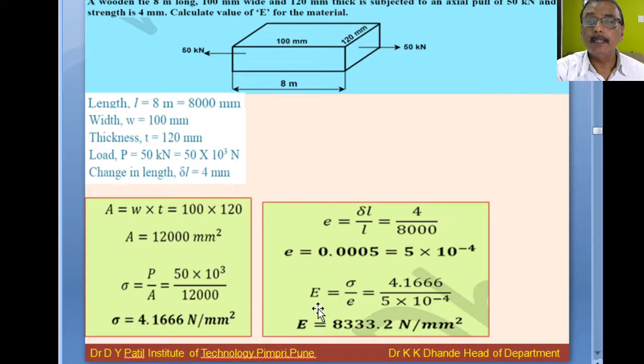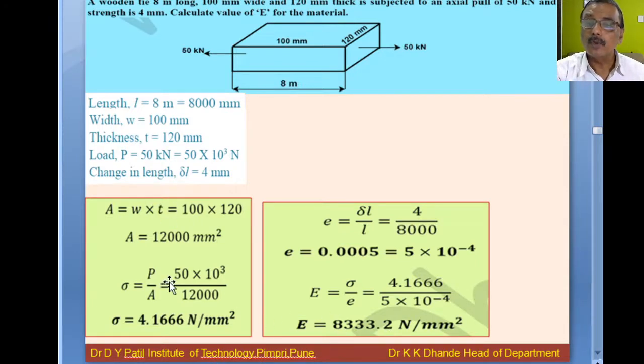And capital E, the modulus of elasticity, is equal to stress upon strain. Stress we already calculated, strain also we have calculated. Stress is equal to 4.166 divided by strain 5 into 10 raised to minus 4. So modulus of elasticity for this wooden block is equal to 8333.2 Newton per mm square.